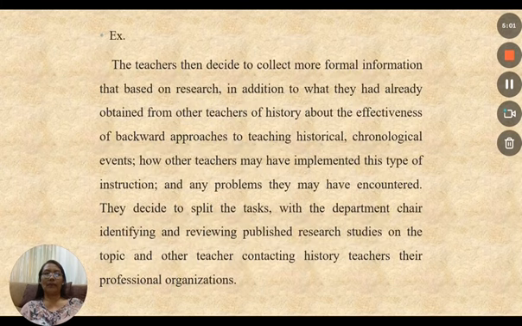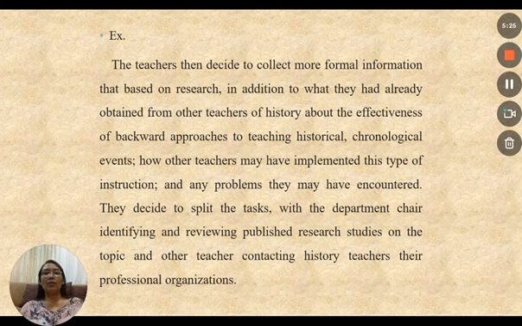Then we have another example. The teachers then decide to collect more formal information based on research, in addition to what they had already obtained from the other history teachers about the effectiveness of backward approaches to teaching historical, chronological events.